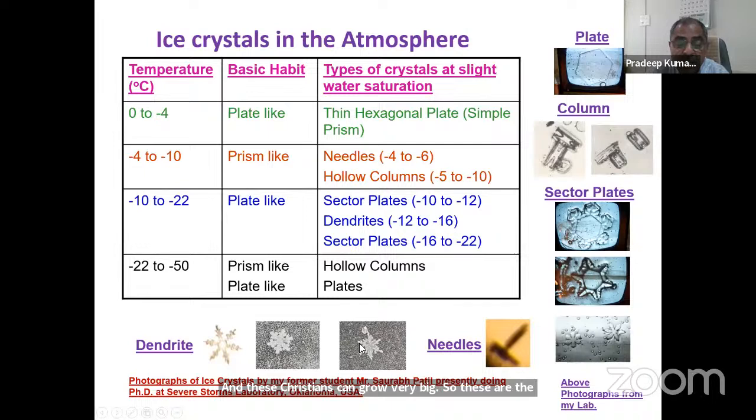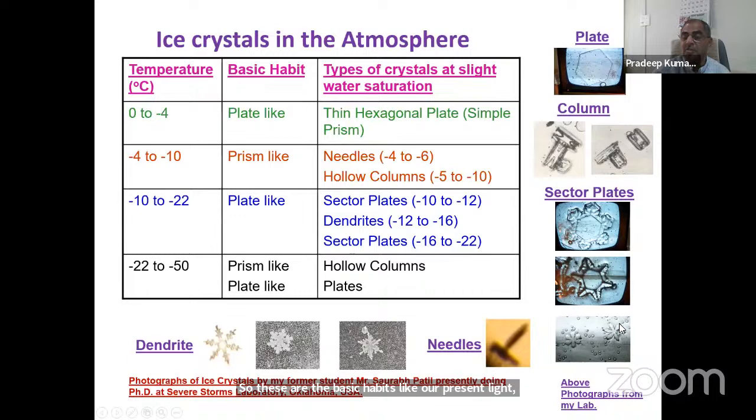And again, from -16 to -22, you can again have sector plates. And between -22 to -50, you can have hollow columns, or you can have plates. So these are the basic habits, plate-like or prism-like, and with various slight water saturation, you can have these plates.